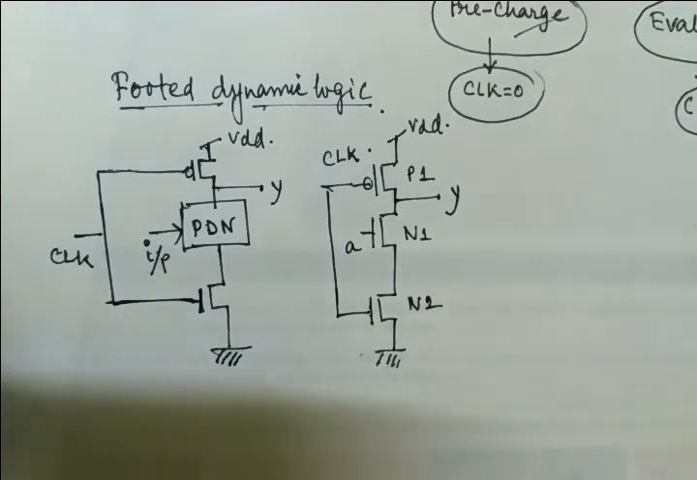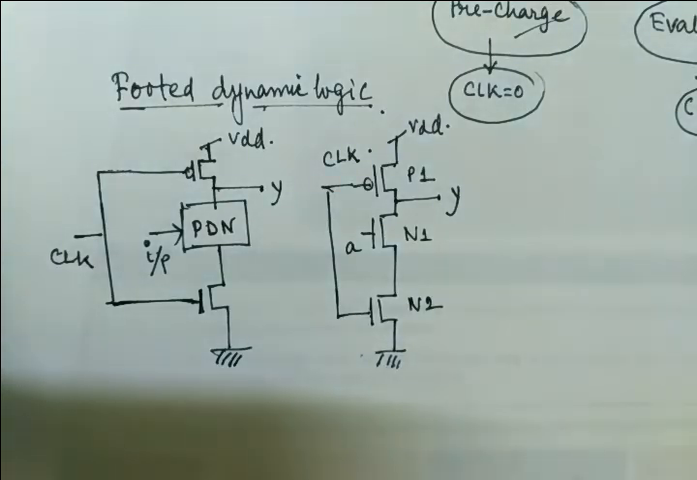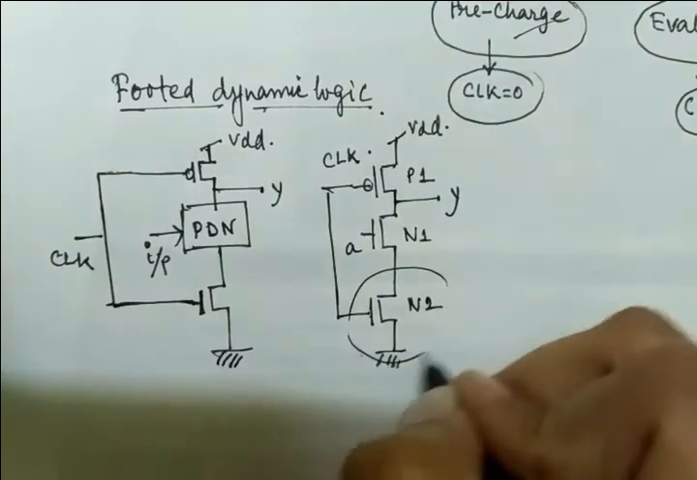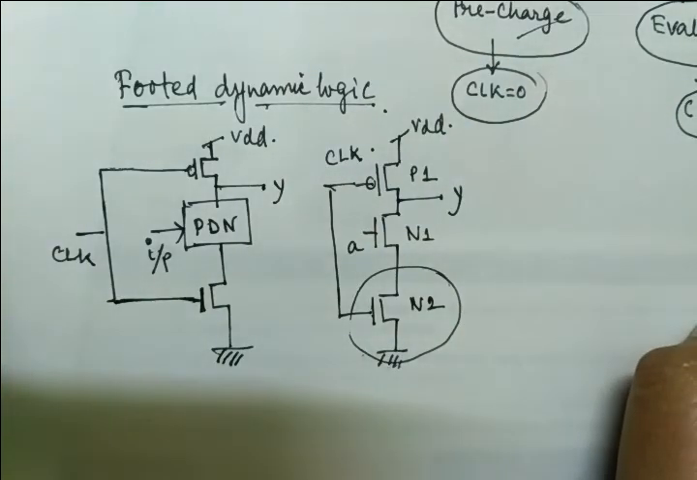Okay, so in the above case, if the input A equals 1 during the pre-charge phase, contention will take place because both the NMOS and PMOS transistors are on. So to avoid this, an extra clock transistor, that is N2 over here, is added at the bottom of the stack. This is called the foot transistor. Okay, and this is the general diagram of that.